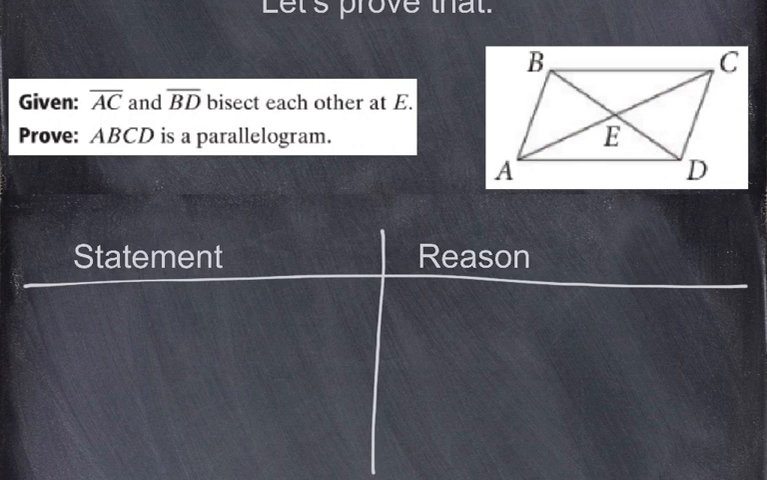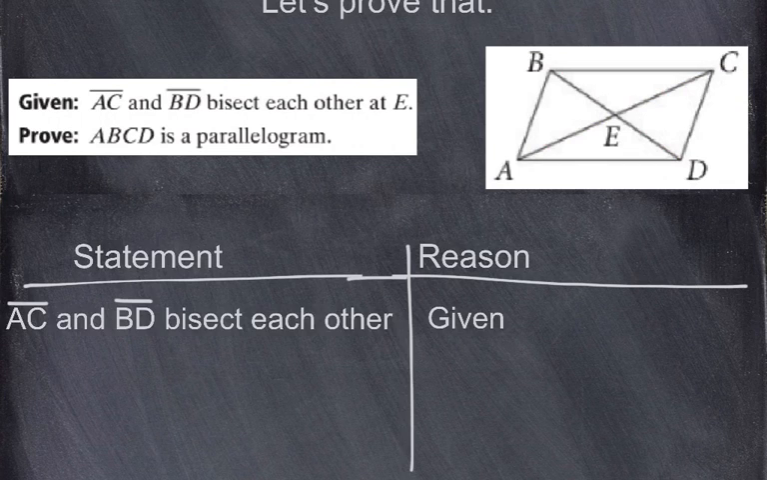Always write the given first. So there we have it. AC and BD bisect each other. And that is given. Now, if they bisect each other, what can we say? Again, if they bisect each other, that means BD gets cut in half and AC gets cut in half. So we can actually write that out.